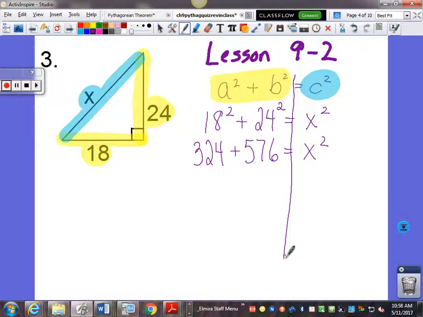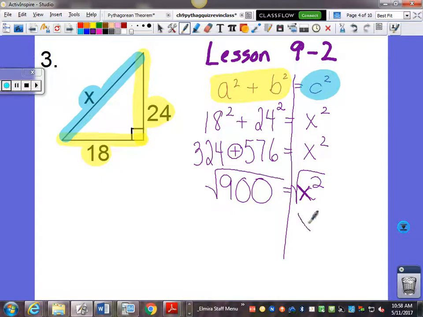Now, 324 and 576 have a plus sign between them. They are also on the same side of the equal. They are friends, not enemies, so I will add them together. And I make a big deal out of saying that because in the next problem, it'll be different. Okay, so 324 plus 576 is 900. We're almost done. Okay, this says x squared. So the opposite of squaring something is square root. Okay, so x equals 30.